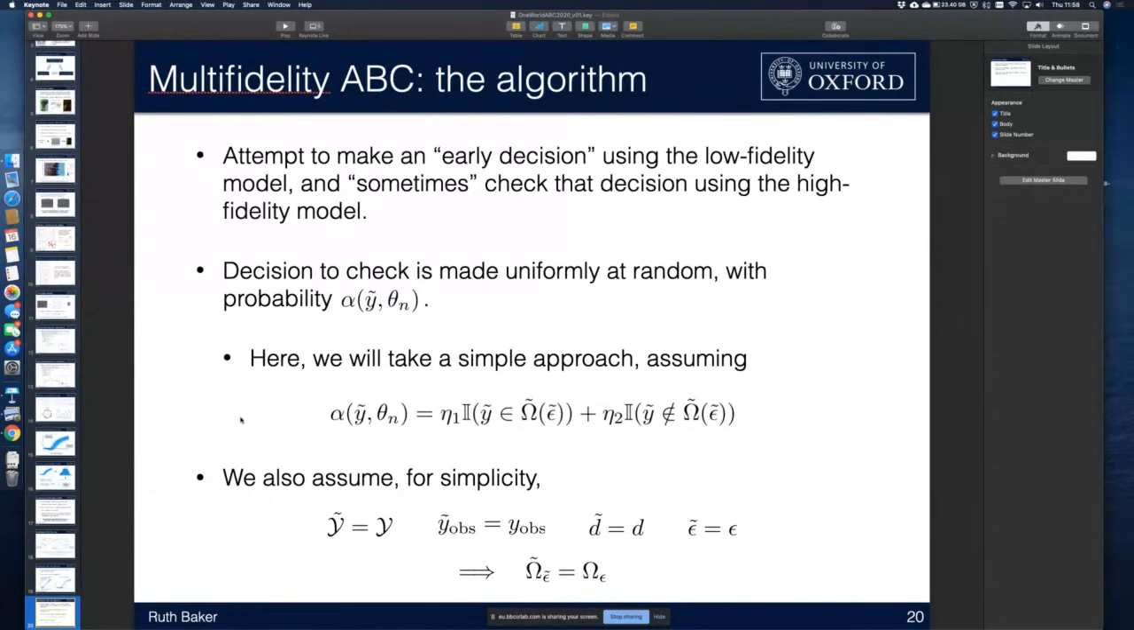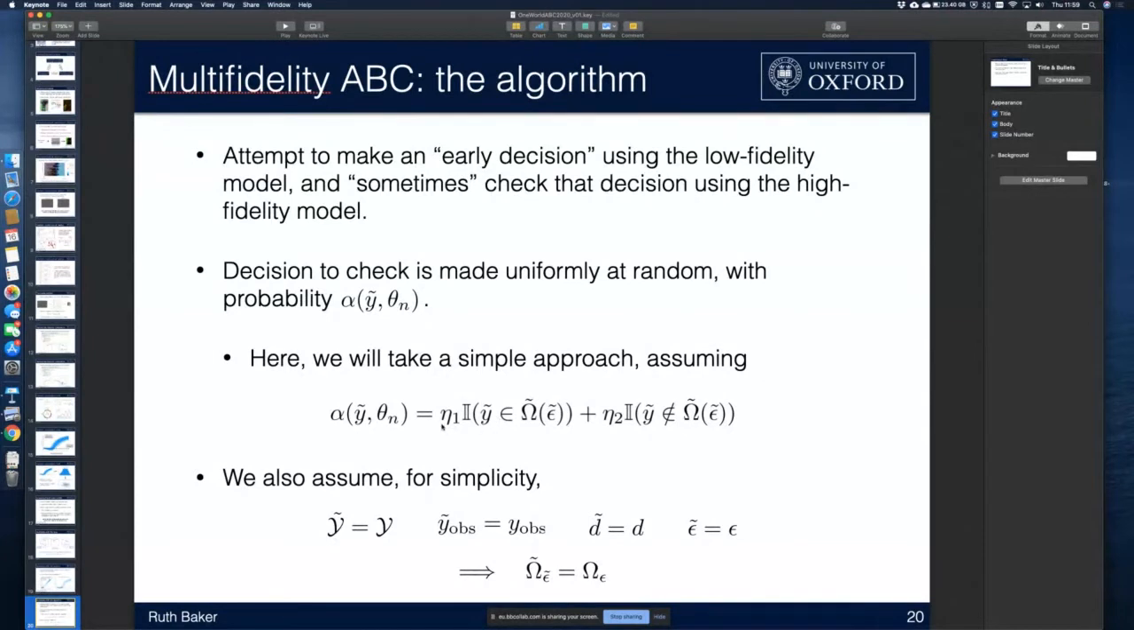So the basic idea is that I want to use the low fidelity model as much as possible to make an early decision about whether to accept or reject a parameter value into the posterior distribution. And sometimes I'm going to check that decision using the high fidelity model. Importantly, the decision whether to check or not is going to be made essentially uniformly at random with some probability alpha, where the parameter alpha depends on the output of the low fidelity simulation and possibly on the parameter value as well. For the purposes of this talk, and so far, we've taken a really simple approach, which just says that whether I check or not using the high fidelity model depends on how close the low fidelity model is to the data.